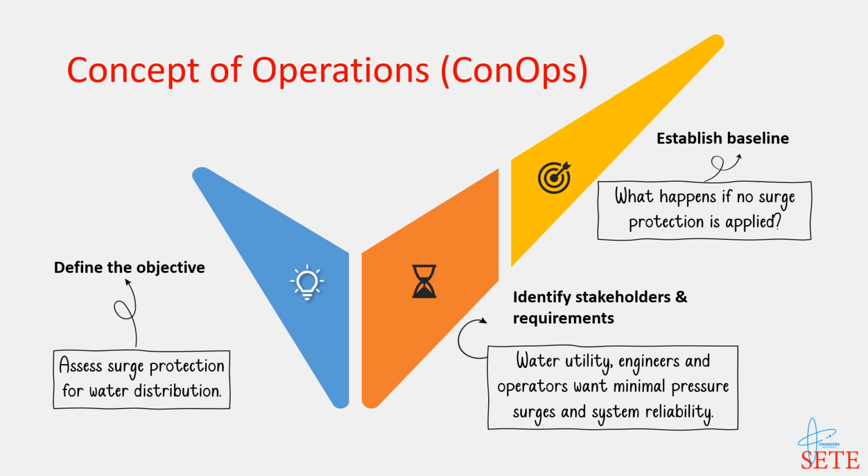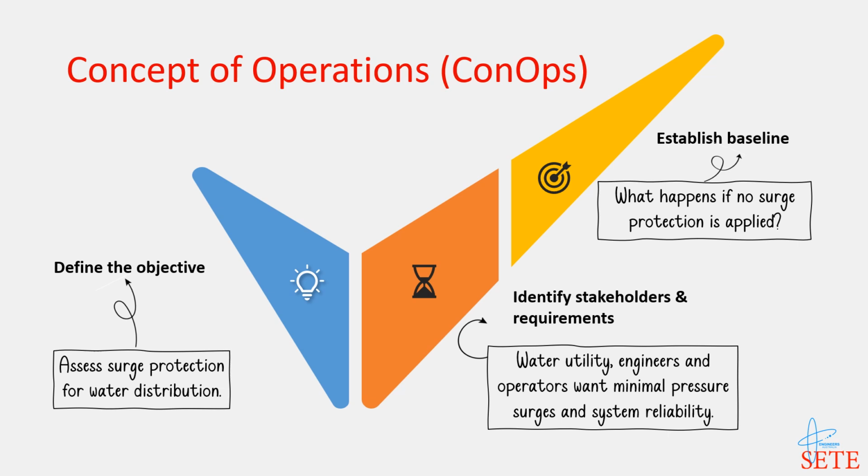The second is to identify stakeholders and requirements. The stakeholders in this scenario include the water utility company that operates the system, the engineers who design and maintain it, and the end users who rely on it for a consistent water supply. Each of these stakeholders has different requirements: operational efficiency, system resilience, and regulatory compliance that need to be considered in the design.